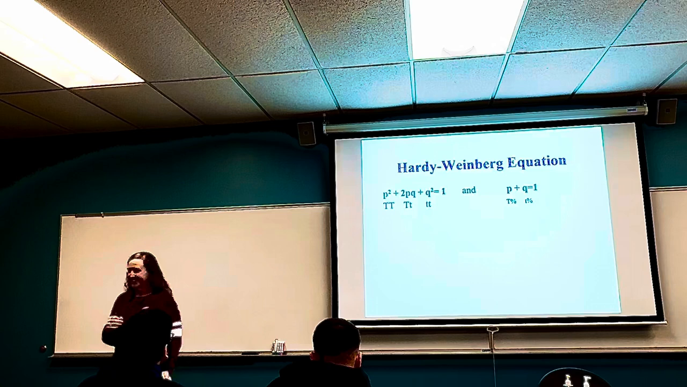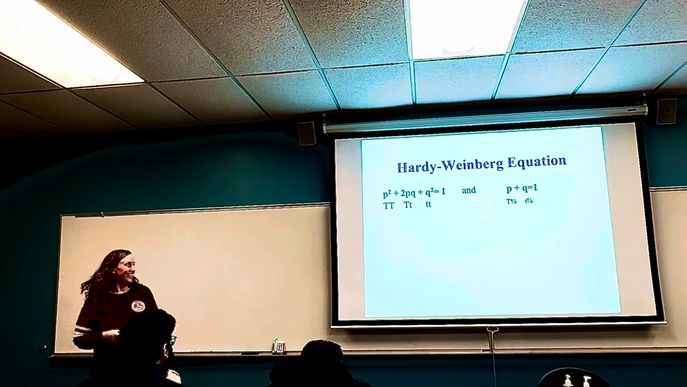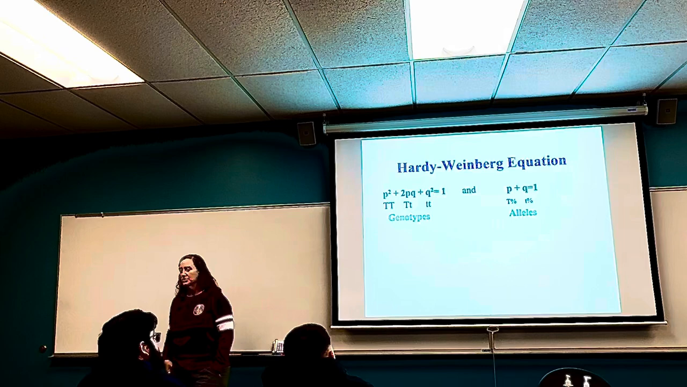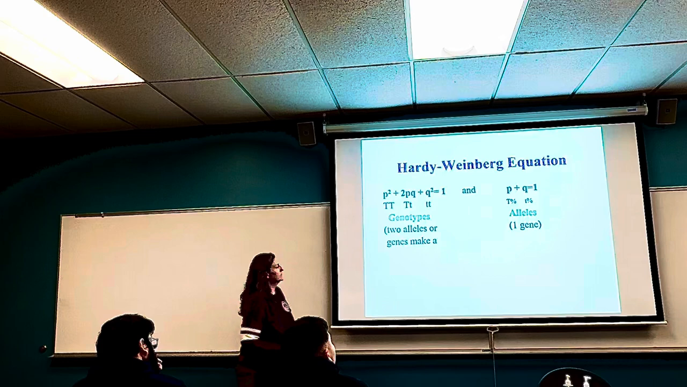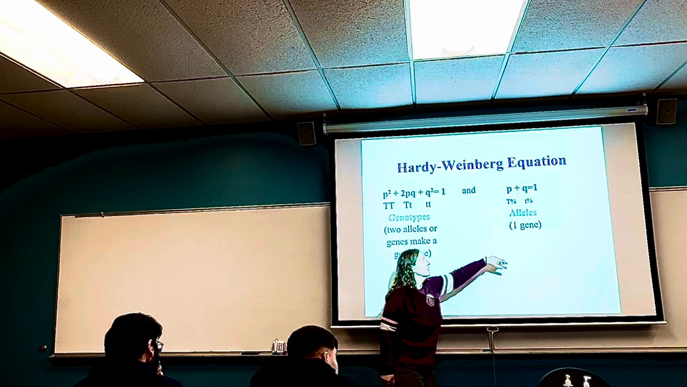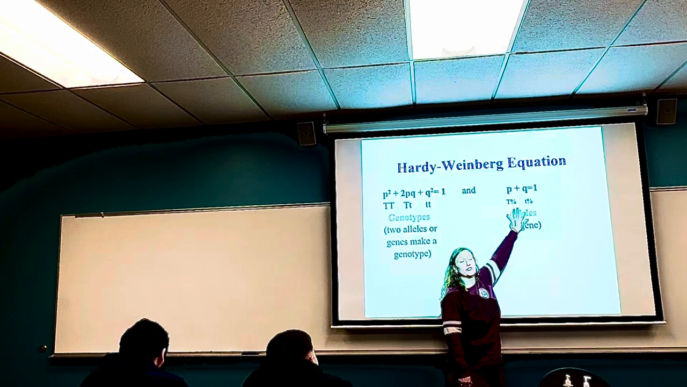Math and science. Anyway. All right, so the two equations: you have one that codes for genotypes. There are two genes in a genotype, so two genes make up a genotype. An allele is one gene. You get one or the other, the different versions of that gene.